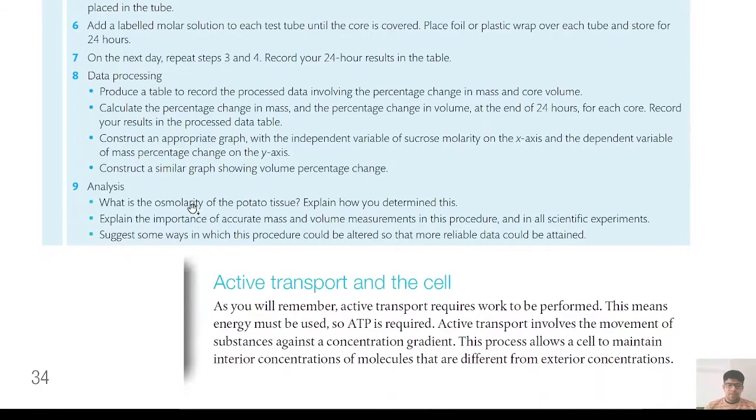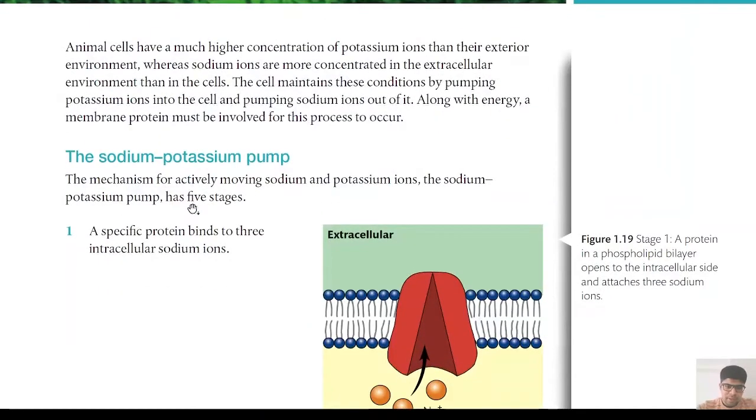So, active transport in the cell. As you will remember, active transport requires work to be performed. This means energy must be used, so ATP is required. Active transport involves the movement of substances against the concentration gradient. This process allows a cell to maintain interior concentrations of molecules that are different from the exterior concentrations.